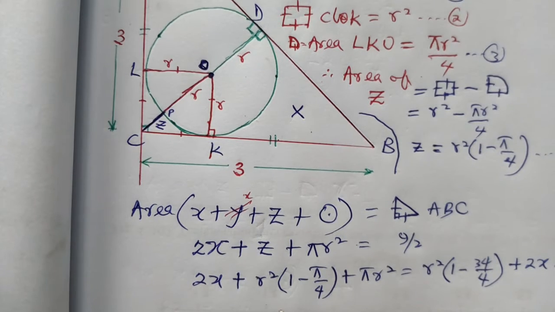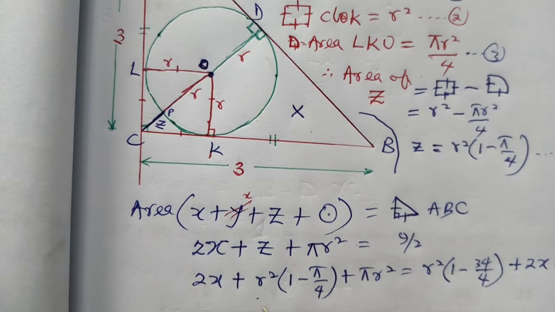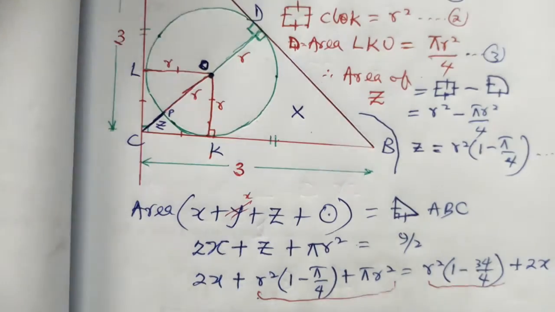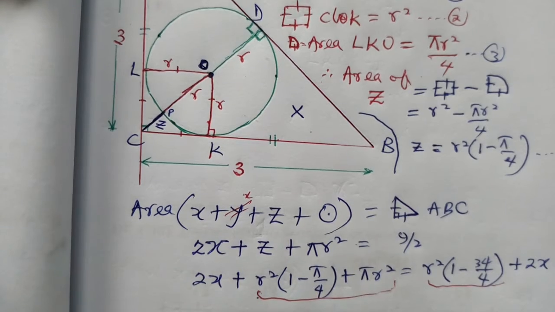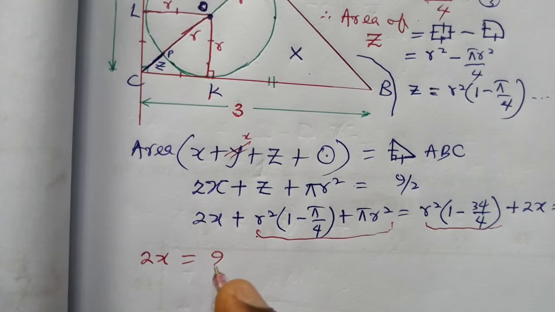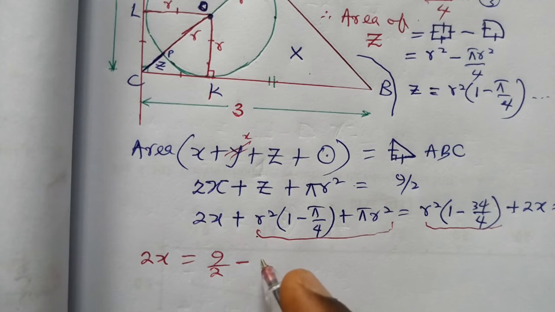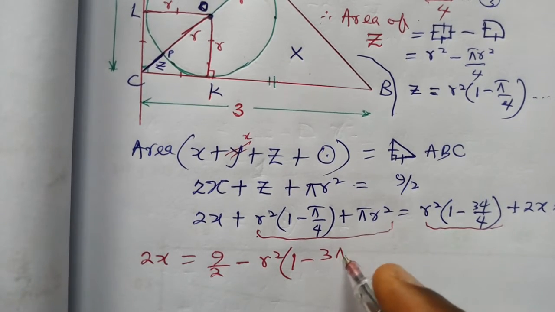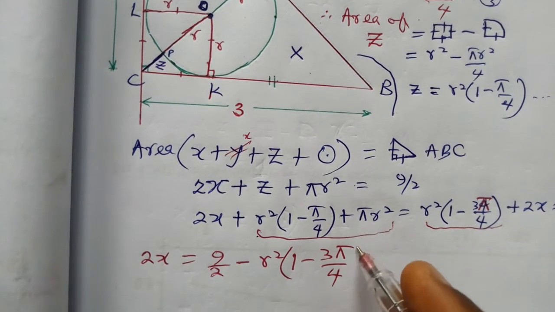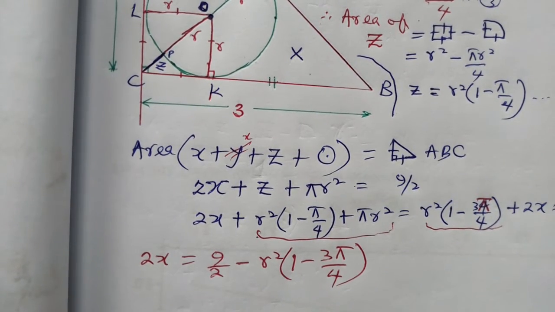It's equal to 9/2. So this whole thing here is equal to this, plus 2x is equal to 9/2. So that means that 2x is equal to 9/2 minus r squared into 1 minus 3 pi over 4. Okay, so that is what our 2x is.